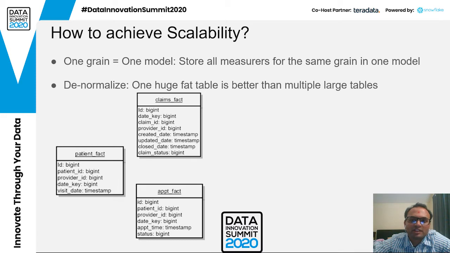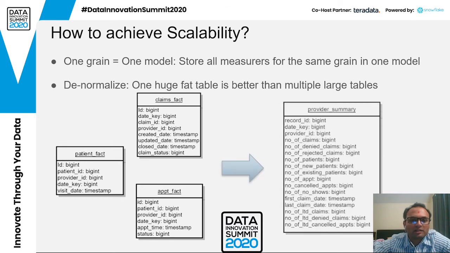For simplicity, we only kept these three sources for now, assuming that these are the three facts that we had using traditional modeling. Now, to turn it into a big data model, as this principle says, one grain is equal to one model. It's better to have them in a single model with the same grain. If we group them using a date and provider ID, all the metrics should be combined into a single model.